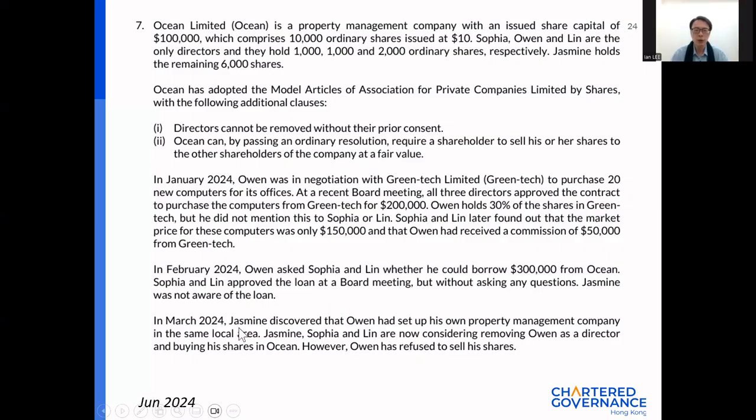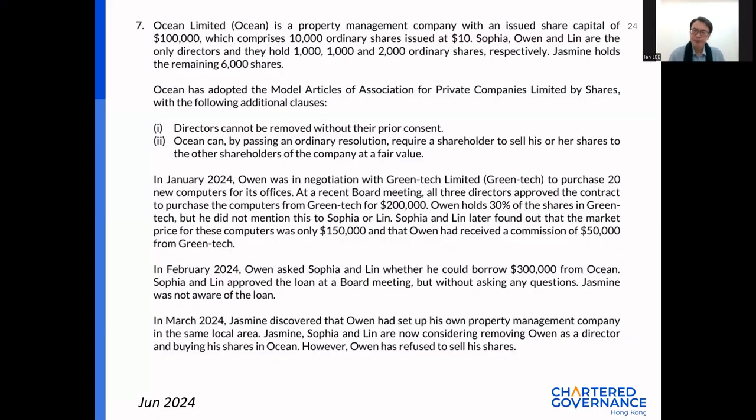Then in March 2024, Jasmine discovered that Owen had set up his own property management company in the same local area. So Ocean Limited is in the property management business, and the company set up by Owen is also in the property management business and in the same local area. So Jasmine, Sophia, and Lynn are now considering removing Owen as a director and buying his shares in Ocean. However, Owen has refused to sell his shares.